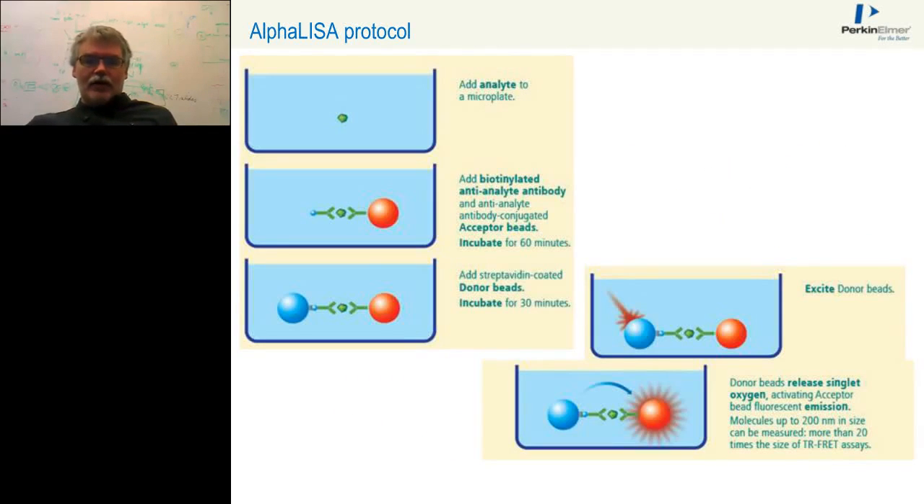You add your acceptor bead and your biotinylated antibody, or in ELISA terms, your capture detection antibody. You incubate for about 1 hour in most assays. You have your donor beads. You incubate for about 30 minutes in most assays. You then excite and read the signal.